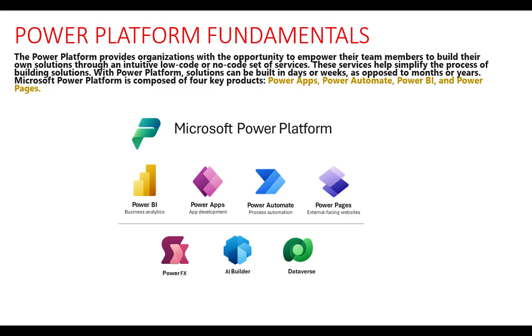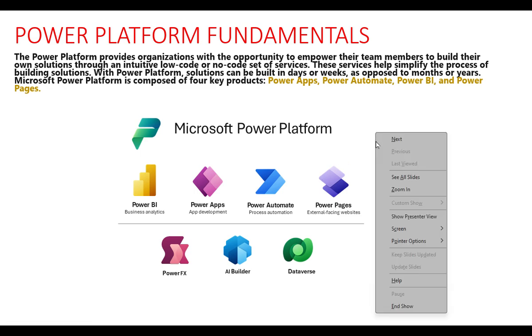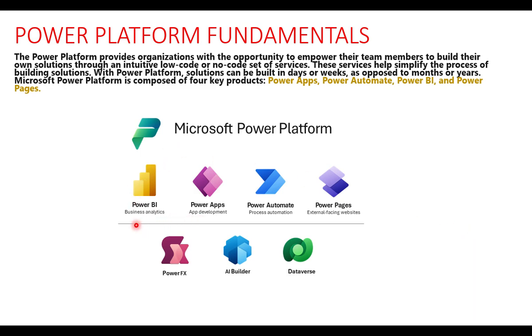So here solutions can be built in days or weeks, right, as opposed to months or years which used to take earlier, right? So Microsoft Power Platform is composed of four key products: Power Apps, Power Automate, Power BI, and Power Pages. Okay. So yeah, as you can see here, we have Power BI, Power Apps, Automate, Pages, AI Builder, Dataverse, Power Fx, and so on.